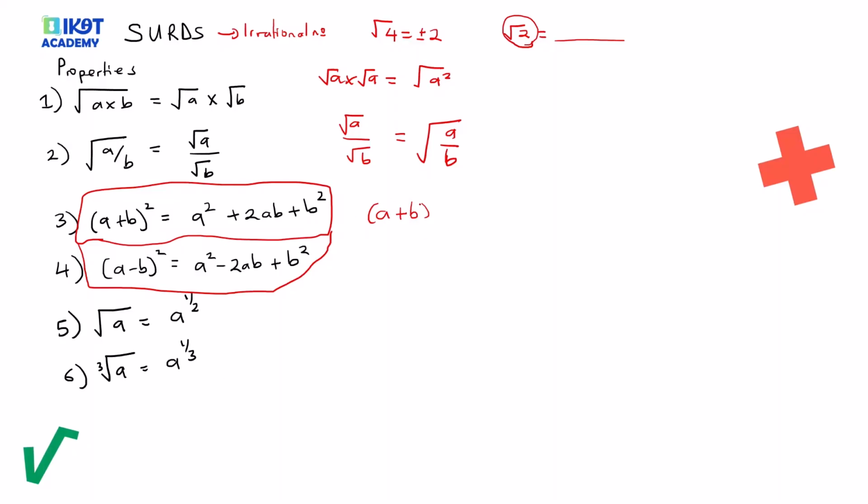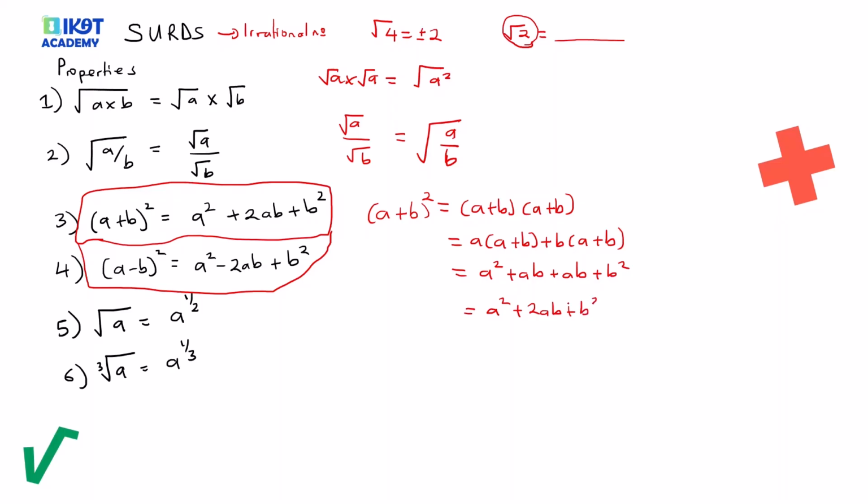Okay, so we say what is (a plus b) squared? This is going to be (a plus b) into (a plus b). So you can expand this by saying a into (a plus b), plus b into (a plus b). What does this become? a squared plus ab plus ab plus b squared. So this becomes a squared plus 2ab plus b squared. So this is (a plus b) squared.